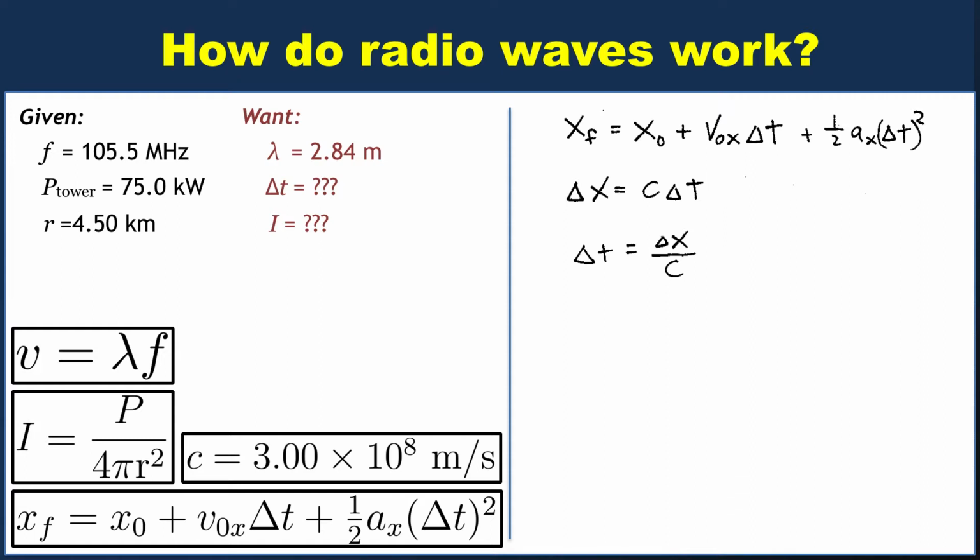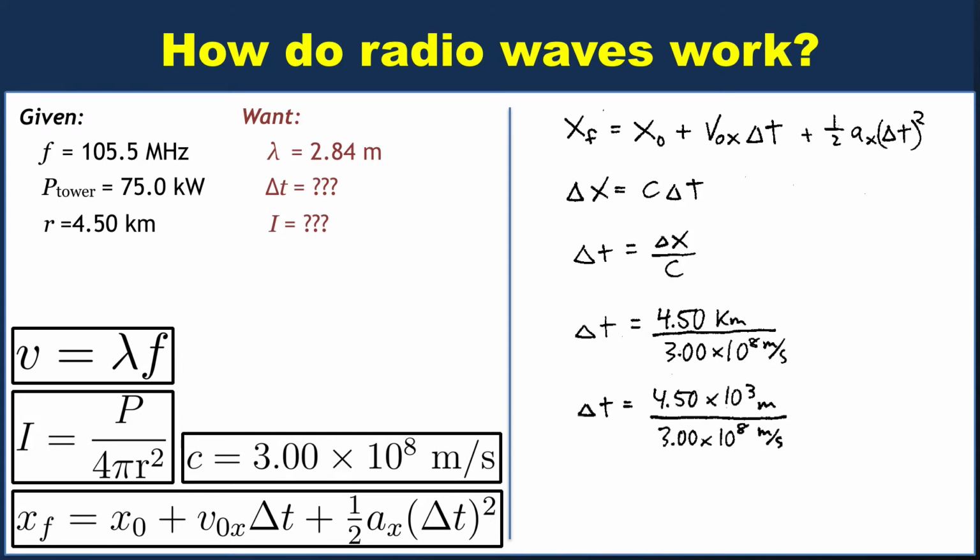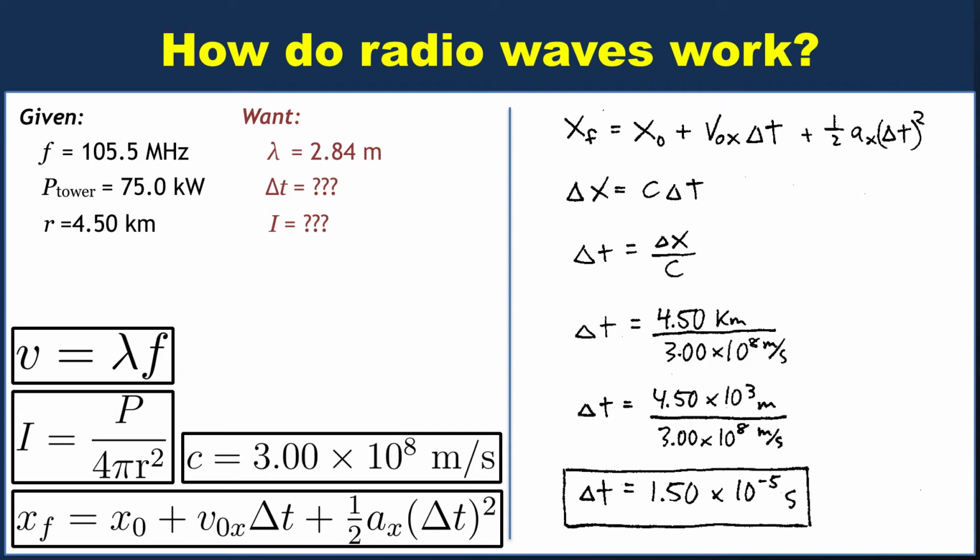Delta x just equals what I described using the variable r, 4.5 kilometers, that's the distance between you and the radio tower. So we can put in that value, put in the speed of light, get our units right, and delta t comes out to be 1.5 times 10 to the minus 5th seconds. That's 15 microseconds. That's why, generally speaking, you don't notice a huge delay when communicating using light on Earth. So we'll record that value on the left.